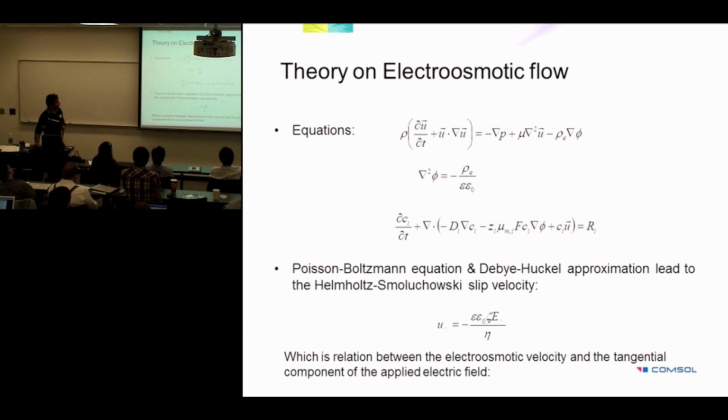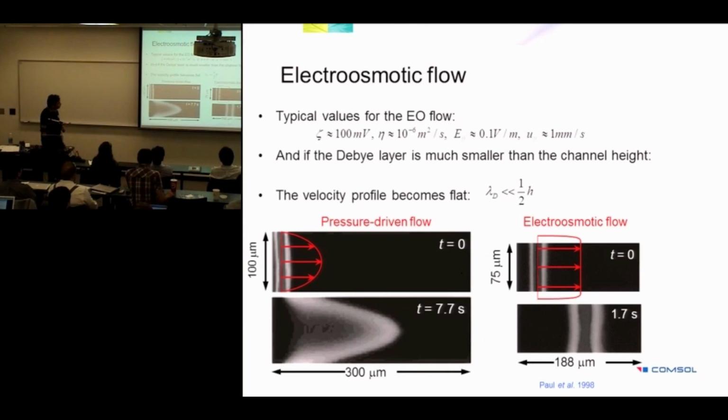Sometimes we do some kind of approximation, and there is a famous equation called the Helmholtz-Smoluchowski slip velocity, which depends upon the tangential component of the electric field, and there is a relation between them. You could use that slip velocity on the walls of microfluidic channels and make the fluid move or mix. I'll go through that in a couple of minutes.